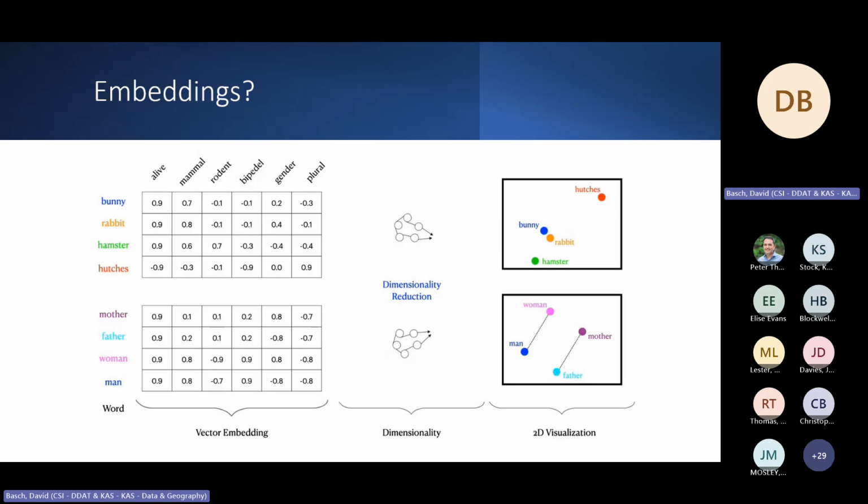So you can see there in that top 2D space on the right, we have bunny, rabbit, and hamster that have been put next to each other. And then you have hutches, which is the odd one out as it's not alive, in that top right corner, further away from the bunny, rabbit, and hamster data points.